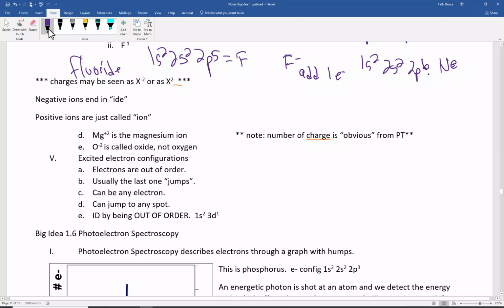All right, so excited electron configurations. Electrons are out of order. That's how we identify it. Usually the last one jumps up, but it could be any electron. They can jump to any spot. You identify them by being out of order. So with 1s2, you'd expect it to be 2s1, but you have 3d1, so that's a jump. So anytime it's out of order, it's excited, and it's often shown as element star.